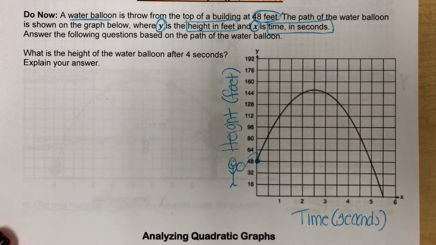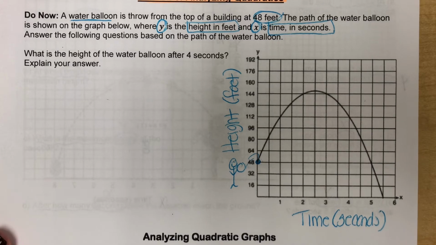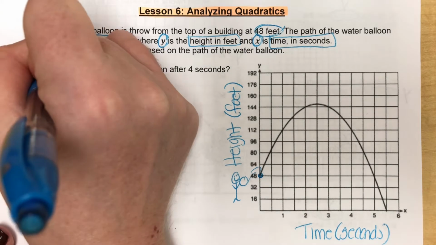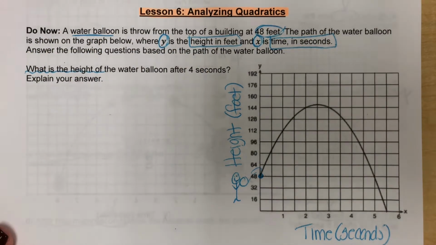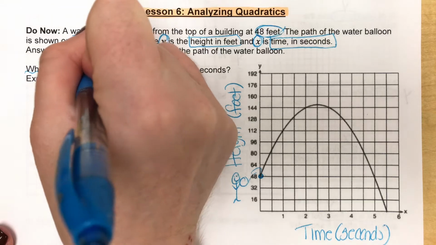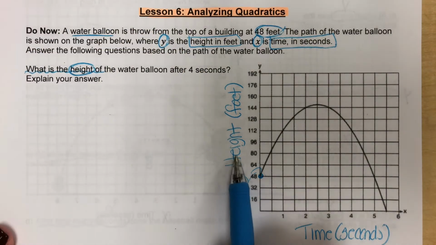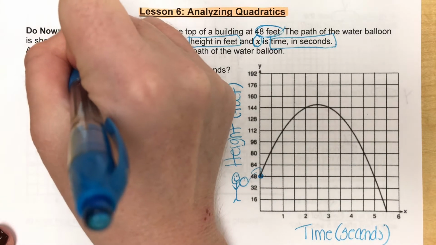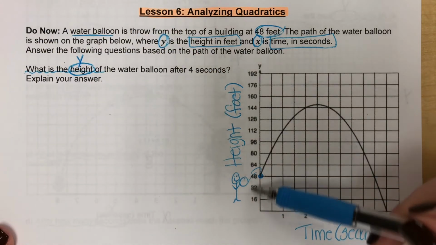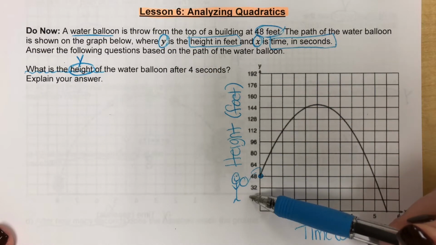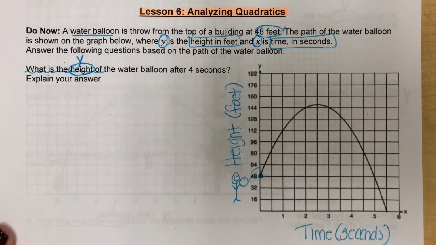All right, so when I look at the question, it says, what is the height of the water balloon after 4 seconds? Explain your answer. So as I'm looking at this question and it says, what is the height? Because we always want to answer our question by underlining it here. So if it says, what is the height? I know that height would be a y value, so I'm just going to write that up top here. I should only be looking at the y-axis to answer this question. All right, so if it says, what is the height after 4 seconds? Well, let me just highlight that out for us.